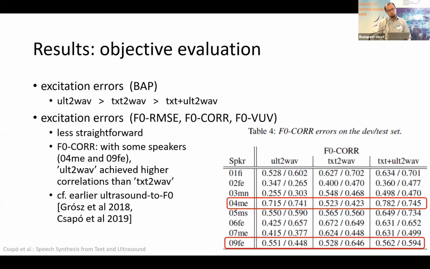For the F0, the results are less straightforward. For some speakers, surprisingly, the correlation with F0 in the case of articulatory to speech is higher than the text to speech. We also had a couple of previous studies where we predicted F0 from ultrasound input, and it seems to work, but it's still difficult to figure out why we can predict F0 from the ultrasound tongue movement itself.